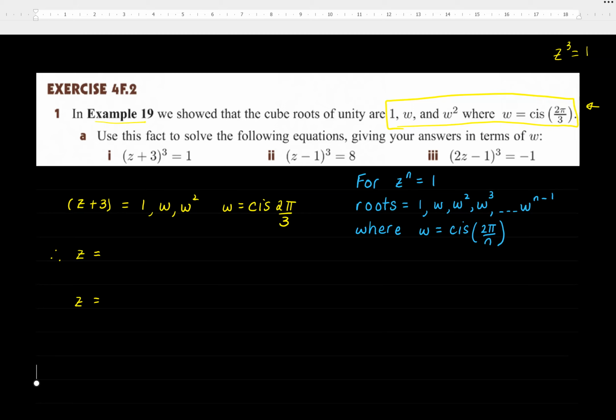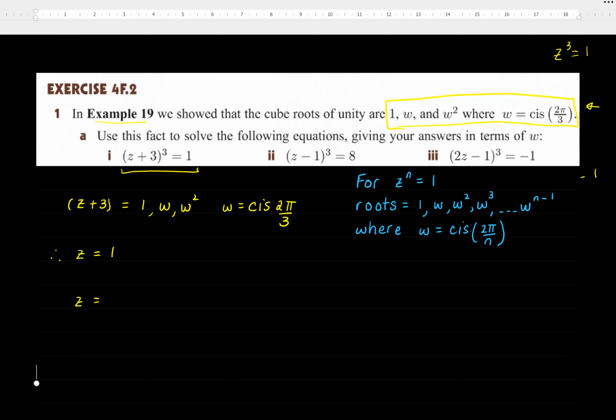So if it was z to the 6 equals 1, then this would become z to the 5, w to the 5. Okay, and then we say where w is cis 2 pi on n. So applying that, when we've got z plus 3 cubed equals 1, we apply this. Therefore z plus 3, the roots will be 1, w, w squared, where w equals cis 2 pi on 3. But we don't want z plus 3, we just want z.